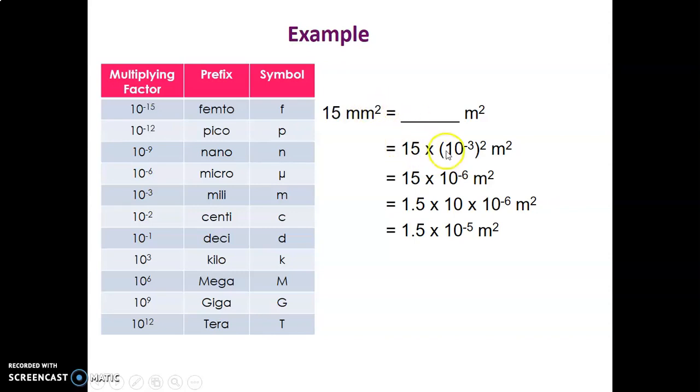Meaning that 15 times milli. Milli stands for 10 to the power of negative 3. Then you raise it to the power of 2, times meter to the power of 2, meter square. Then when you simplify, you get the answer 1.5 times 10 to the power of negative 5 meter square.